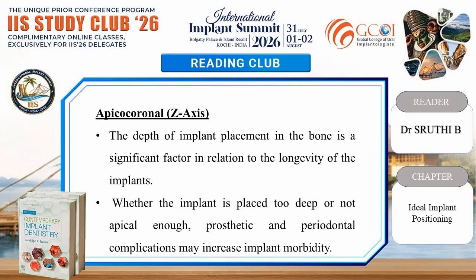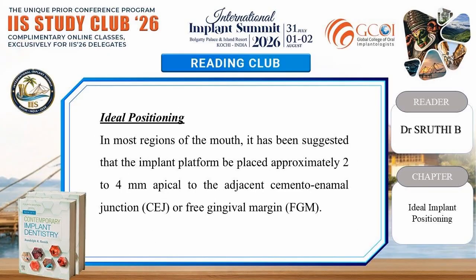Apicocoronal Z-axis. The depth of implant placement in the bone is a significant factor in relation to the longevity of the implants. Whether the implant is placed too deep or not apical enough, prosthetic and periodontal complications may increase implant morbidity. Ideal positioning. In most regions of the mouth, it has been suggested that the implant platform be placed approximately 2 to 4 mm apical to the adjacent cemento-enamel junction or free gingival margin.